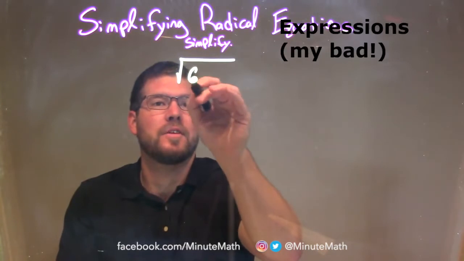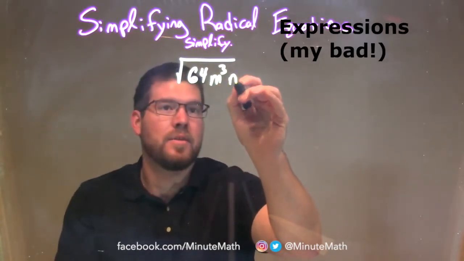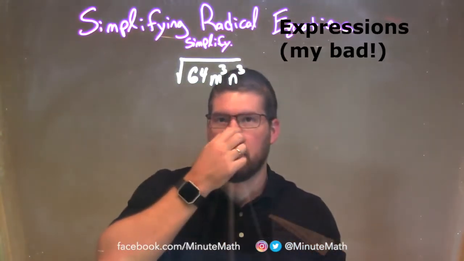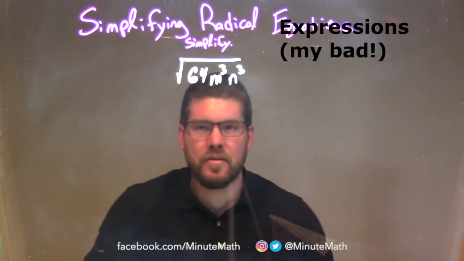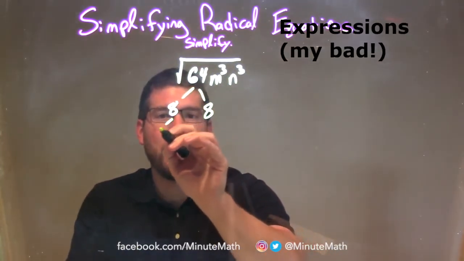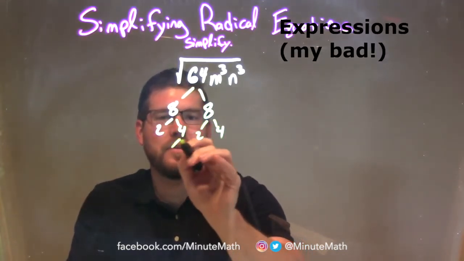Square root of 64 m to the 3rd times n to the 3rd. Okay? Well, I got to break that down. I got to break down 64. 64 is just 8 times 8. And 8 and 8 are 2 and 4 each, right? Breaking down prime factorization, and 4 is 2 and 2.